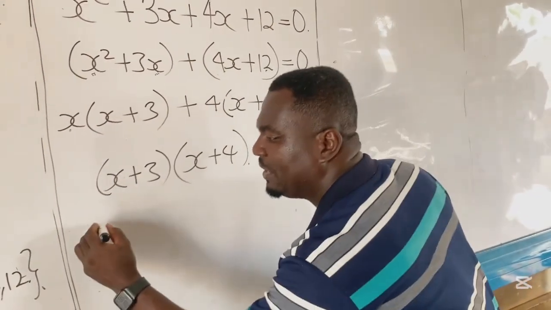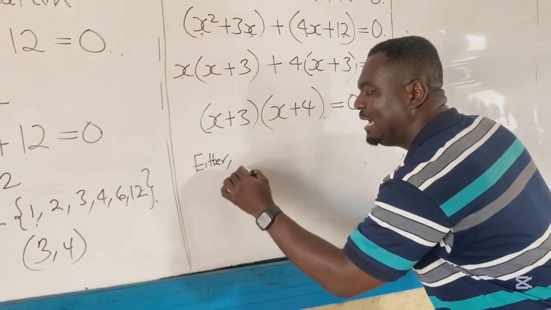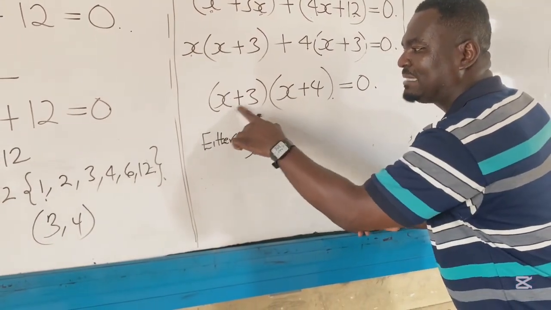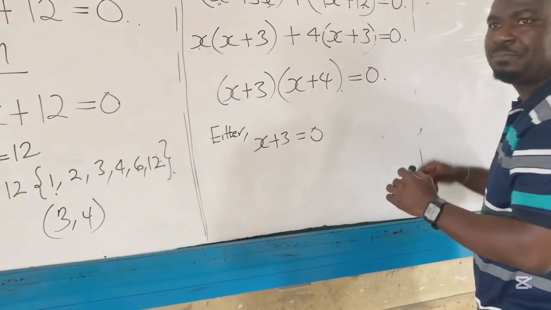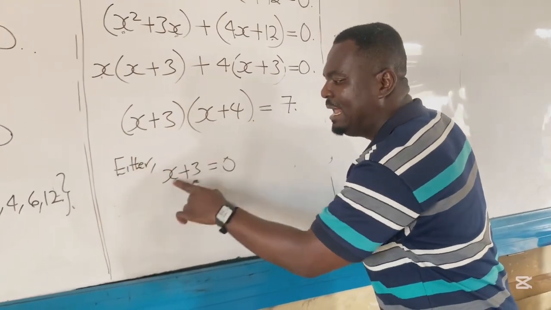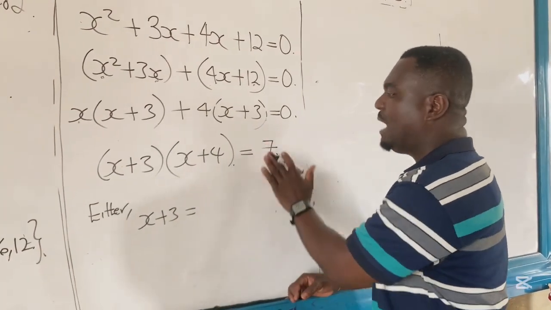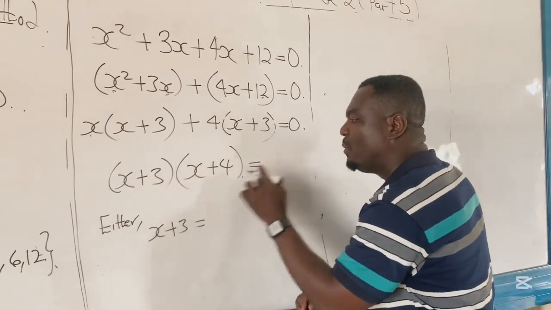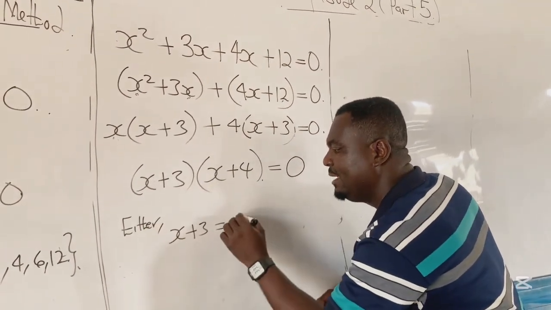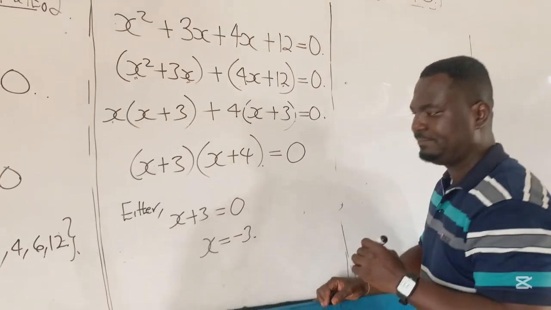So if I want to find the root of the quadratic, then it's going to be either the first factor. And what is the first factor here? The first factor is x plus 3. x plus 3, then we equate it to what? 0. So in that case, if here was 7, then it's going to be x plus 3 equated to 7. Okay, good. With our case here, the factors have been equated to 0. So it's either the first factor, which is x plus 3 equated to 0, then you solve for x. So your x is equal to negative 3.